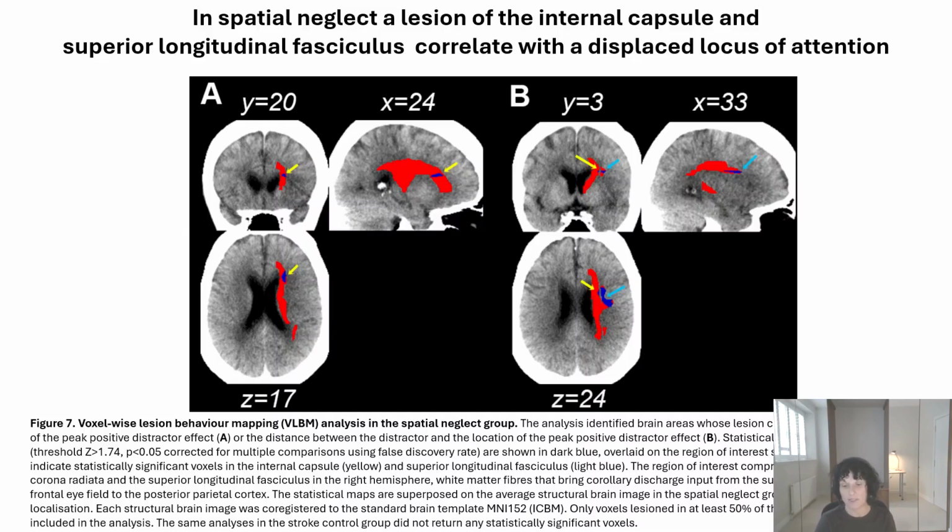These are white matter fibers that bring left eye movement information via the corollary discharge from the superior colliculus and the frontal eye field to the posterior parietal cortex, which is involved in the allocation of attention to locations in the left hemifield. A lesion of these areas was hypothesized to cause a rightward error in eye position estimate and bias attention to the right, in line with our hypothesis. We found statistically significant voxels in these areas in the spatial neglect group only, here shown in blue. Our results thus support the hypothesis at both the behavioral and biological level.